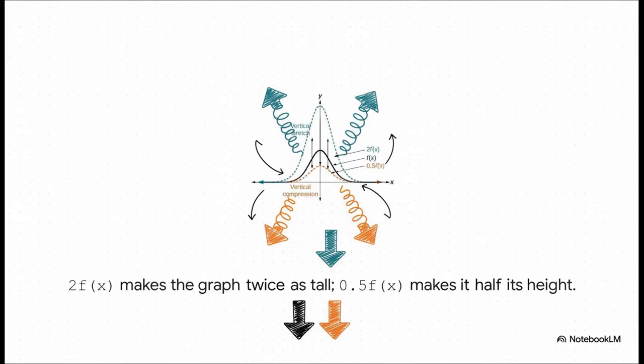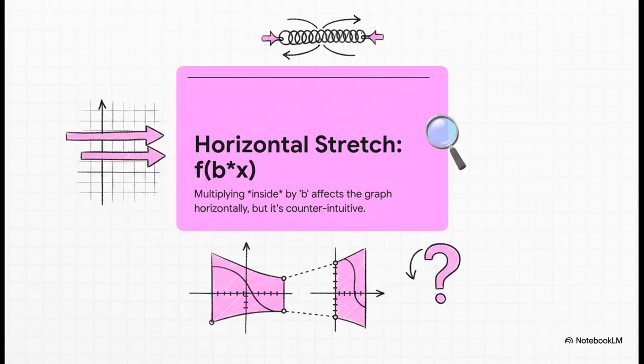What's really cool here is how you can see the y values changing directly. That blue curve is literally twice as tall at every single point as the original black one. The orange curve, exactly half as tall. But notice, the horizontal position, the x values, they don't change at all.